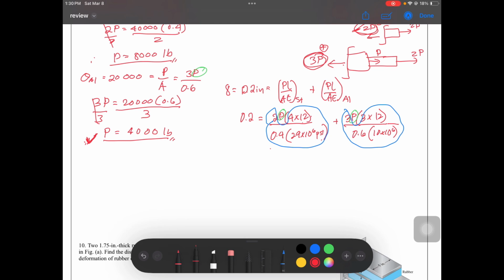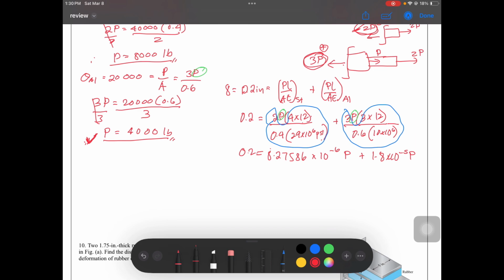2 times 4 times 12 all over 0.4 times 29 times 10 raised to 6. This is 8.27586 times 10 raised to negative 6 P. Plus, and what's this second? This is 3 times 12 all over 0.6 times 10 times 10 raised to 6. This is 1.8 times 10 raised to negative 5 P.